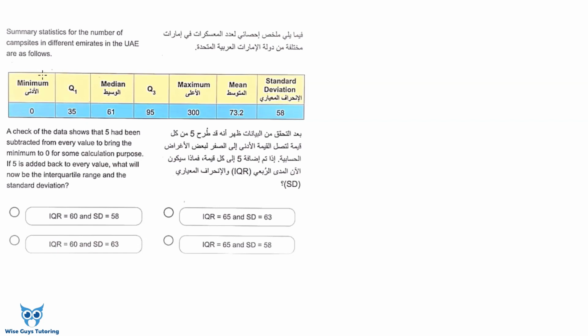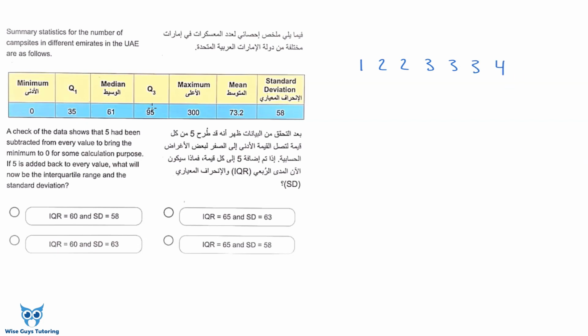They've given me the minimum and the maximum. So that's literally the minimum number of campsites in one of the Emirates, and this is the maximum number of campsites in one of the Emirates. Okay. Let's talk about Q1, median, Q3. Now, these are based on position. So let's say I have this kind of data. I'm just making up any kind of data set right now.